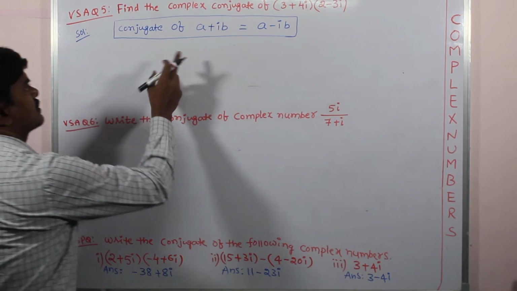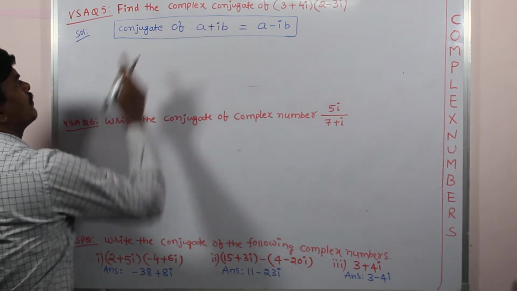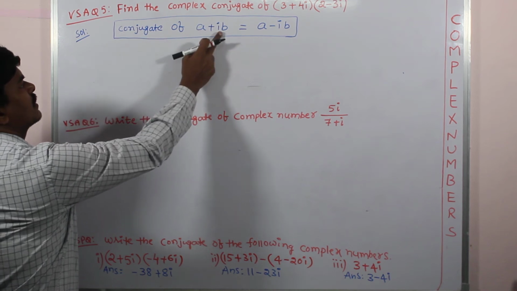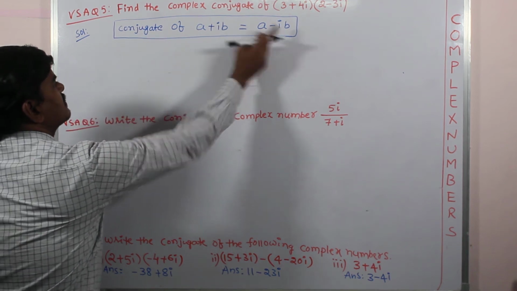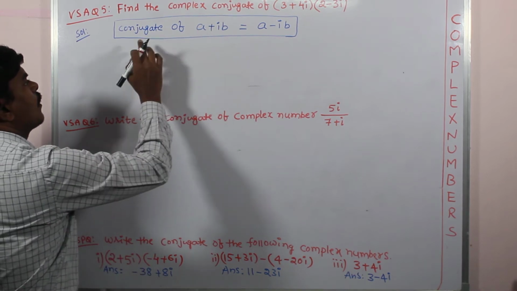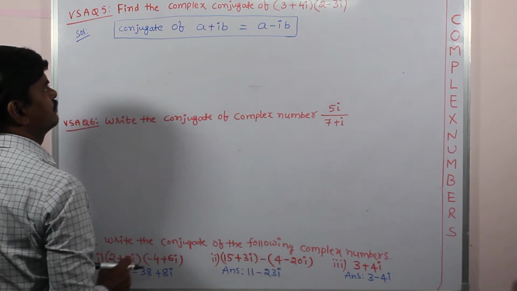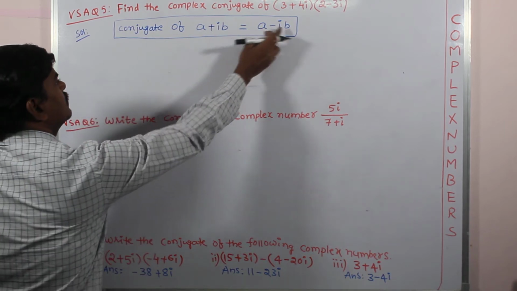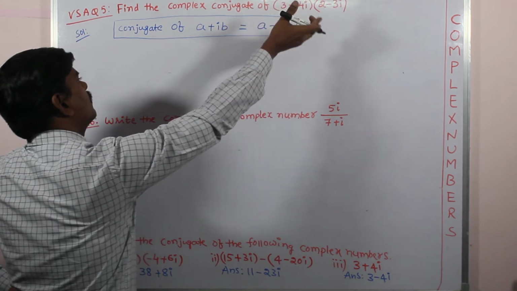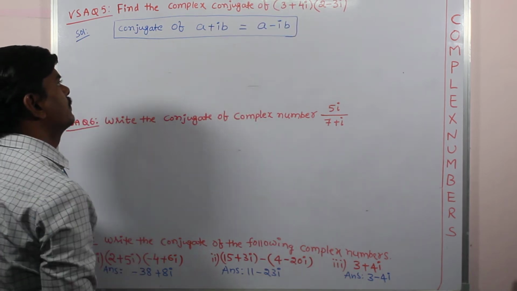Let us first remind the formula for the conjugate of a complex number. The conjugate of a plus iota b is a minus iota b. So it is very easy to write the conjugate of any complex number if it is in the form of a plus iota b. Then we can simply write the answer as a minus iota b. That's why every complex number, whatever form may be given in the question, should be converted into the form of a plus iota b. Okay.